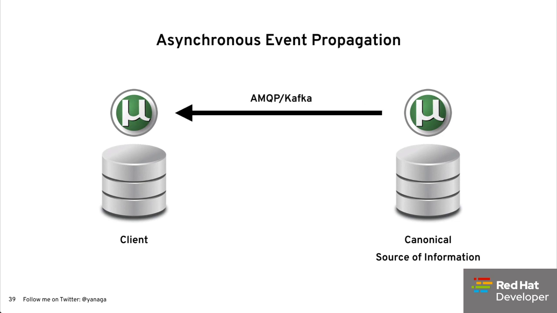You can use asynchronous event propagation, which means that you need a broker. You need, for example, an AMQP broker such as ActiveMQ, or you need a distributed log like Kafka, to propagate the data change events from the canonical source of information to your client's microservice. For example, the shipping service in this case, instead of trying to fetch the change events, is going to receive the events automatically whenever any data changes.